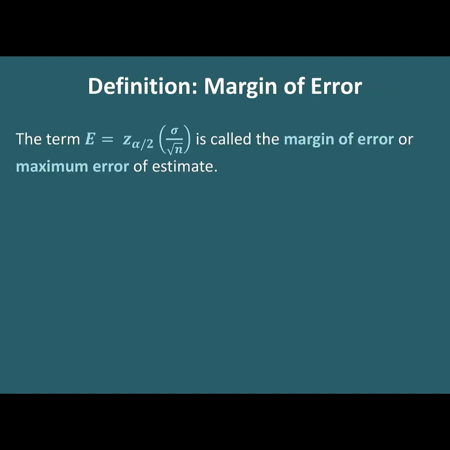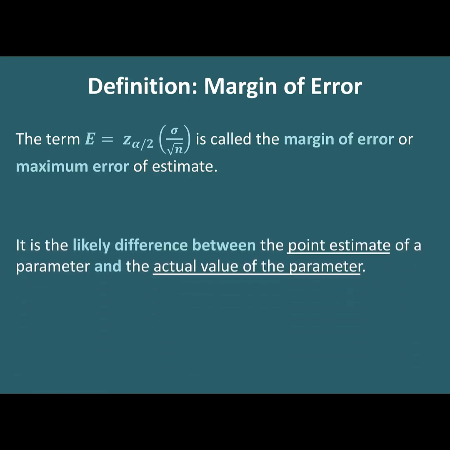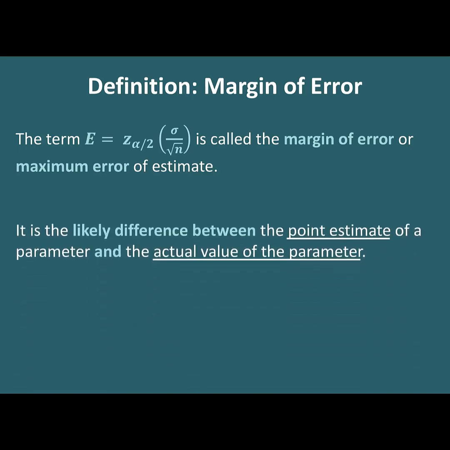Let's take a look at the definition of margin of error. The term capital E equals z subscript alpha over 2 times sigma over the square root of n is called the margin of error or maximum error of the estimate. It is the likely difference between the point estimate of a parameter and the actual value of the parameter itself.